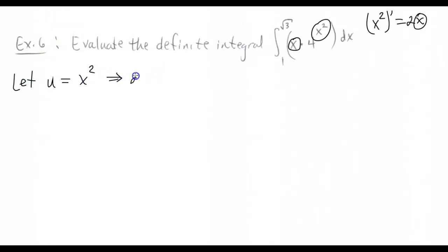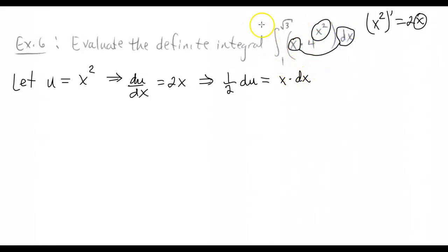And that implies here that du over dx is just going to be 2x, which further implies here that we can rewrite this equation as 1/2 du, and that would be equal to x times dx. And that's pretty much what we want because we want this x and this dx to be covered. So all of that would be replaced with 1/2 du. And of course, x squared here will be replaced with u.